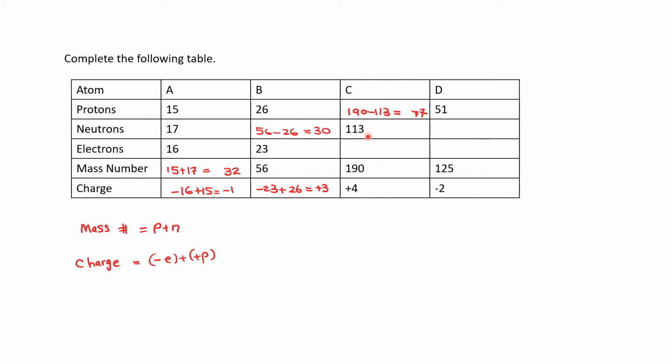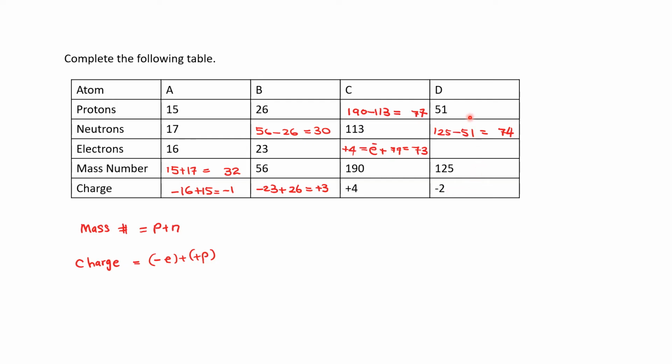So in atom C, you are given the number of neutrons, mass number and the charge. To find the protons, you are going to subtract your neutrons from your mass number. That means 77. The electrons are, if you have the charges given, that means your charge is equal to number of protons minus number of electrons. By this equation, you can find the number of electrons is equal to 73.